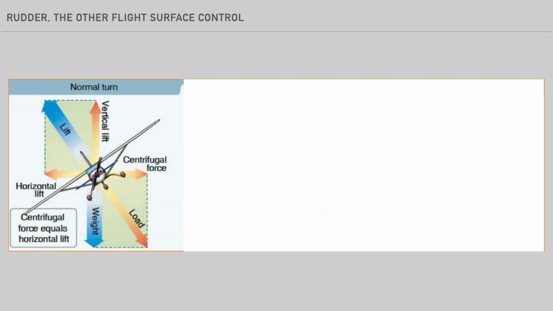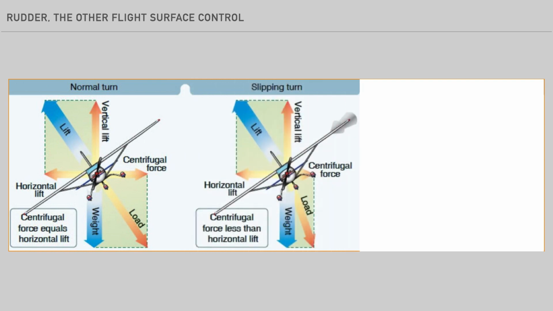So how do we keep an airplane in coordinated flight? We use the rudder. In the first panel, we see an example of coordinated flight where the horizontal component of lift and centrifugal force are balanced. A slip is where the angle of bank is too steep for the rate of turn and the nose of the airplane points to the outside of the turn. The horizontal component of lift is greater than the centrifugal force.